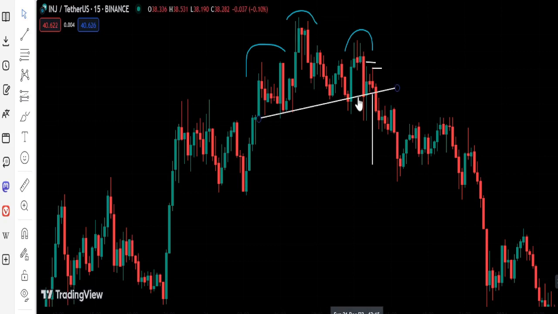All right, so this is for a head and shoulders pattern. So let's do a recap of the head and shoulders pattern.